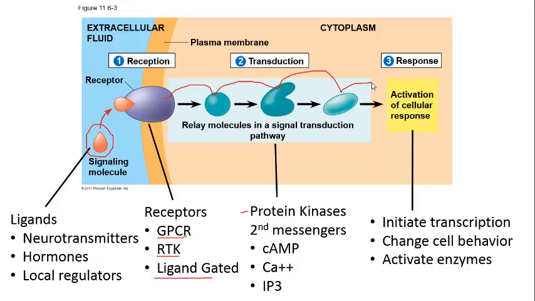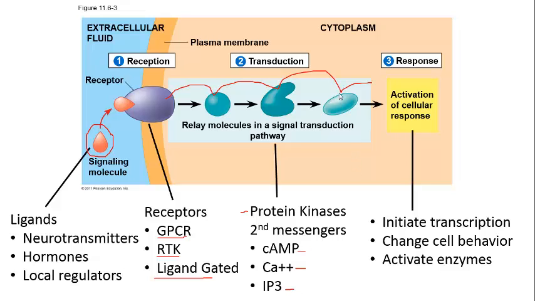Sometimes we have messengers that are going to relay the message that are not protein kinases. Anything that's not a protein kinase that's used to relay the message is called a second messenger. Here you see three common second messengers: cyclic AMP, which is the most common second messenger, calcium, and IP3. These are all second messengers within the cell.